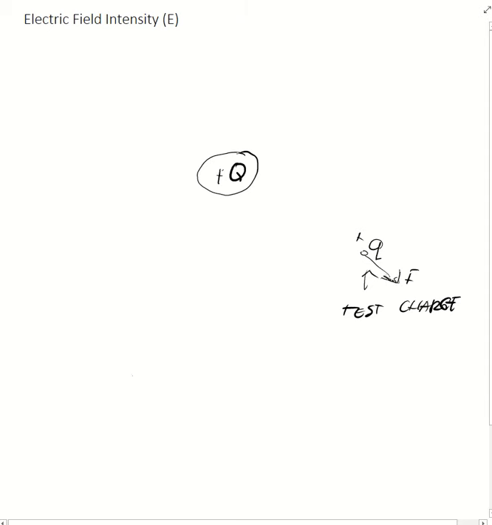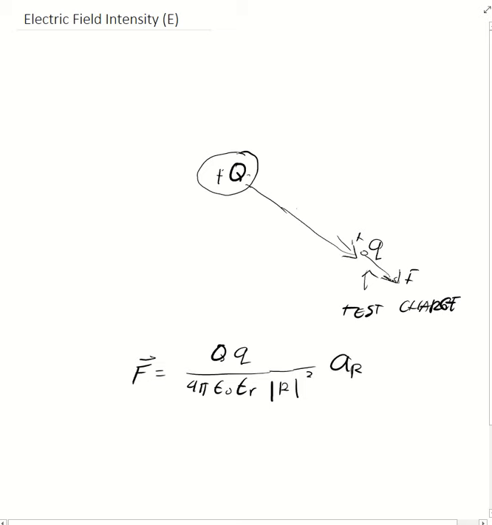And if we solve that, we're already using Coulomb's law. That force F is equal to Q times q all over 4 pi epsilon naught epsilon r R squared, then you multiply it with the direction of that vector R, if that is the vector R, where R is the distance from here to this one. This is the formula.